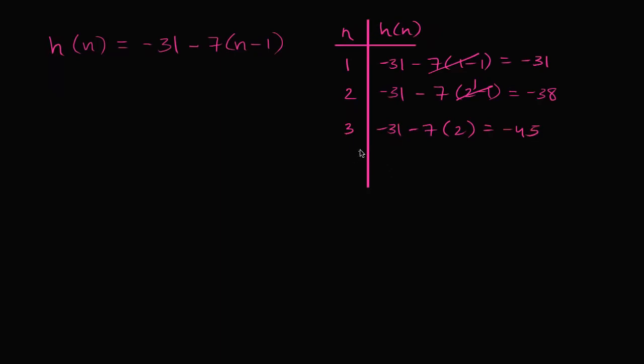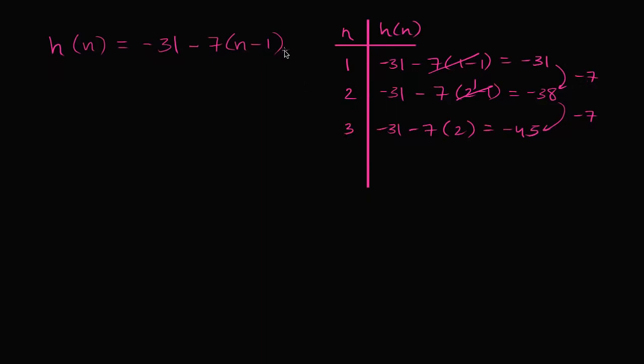So what do we see happening here? Well, we're starting at negative 31, and then we keep subtracting negative 7 from that. In fact, we subtract negative 7 one less time than the term we're dealing with. If we're dealing with the third term, we subtract negative 7 twice. If we're dealing with the second term, we subtract negative 7 once.